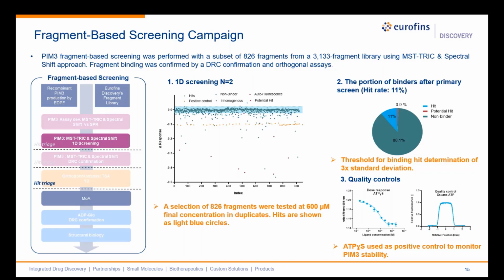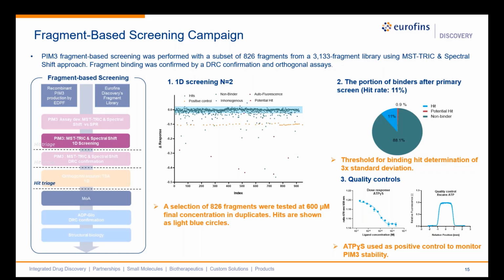Hits are shown in light blue circles. It is important to note that in spectral shift, hits can positively or negatively affect the response, corresponding to a blue shift or a red shift of the emission wavelength. Our positive control, ATP gamma S, was regularly monitored to assess PIM3 stability and is depicted as orange triangles. We obtained a hit rate of 11%.